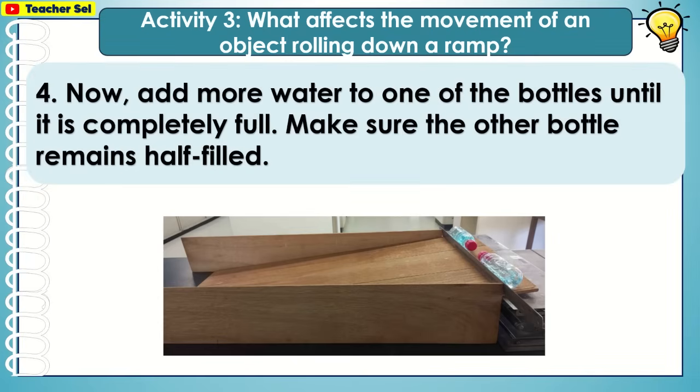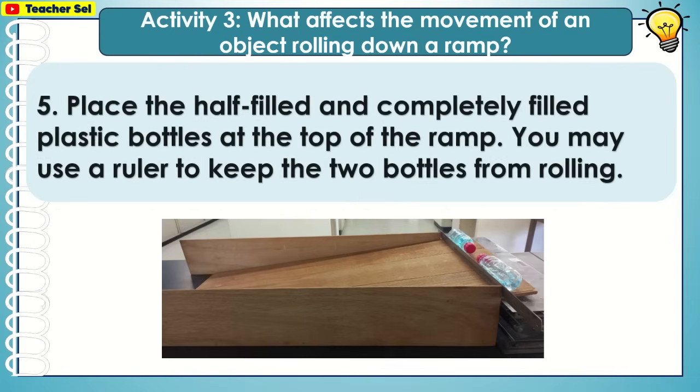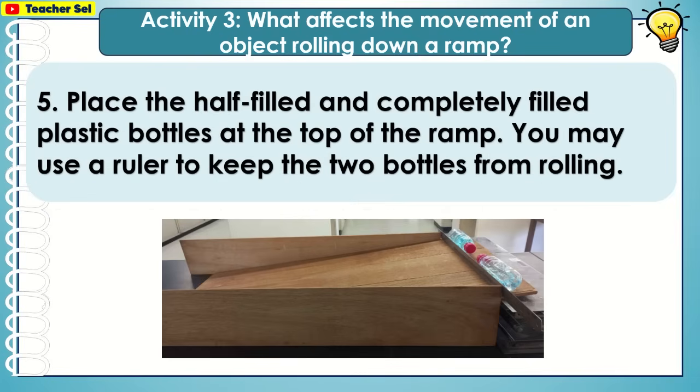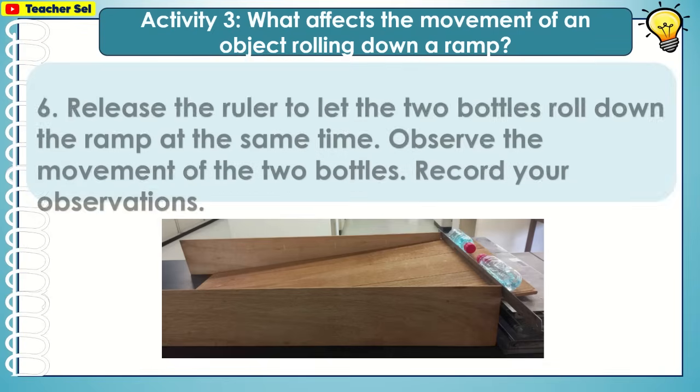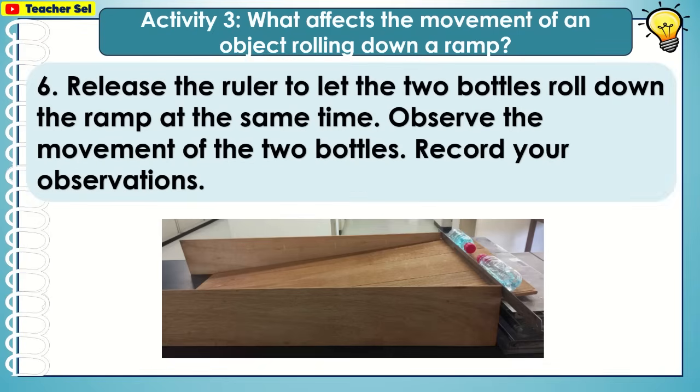Now, add more water to one of the bottles until it is completely full. Make sure the other bottle remains half-filled. Place the half-filled and completely filled plastic bottles at the top of the ramp. You may use a ruler to keep the 2 bottles from rolling. Release the ruler to let the 2 bottles roll down the ramp at the same time. Observe the movement of the 2 bottles. Record your observations.